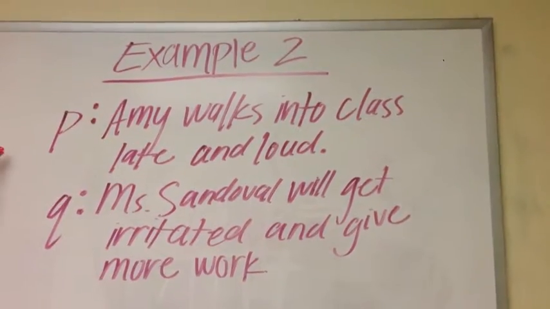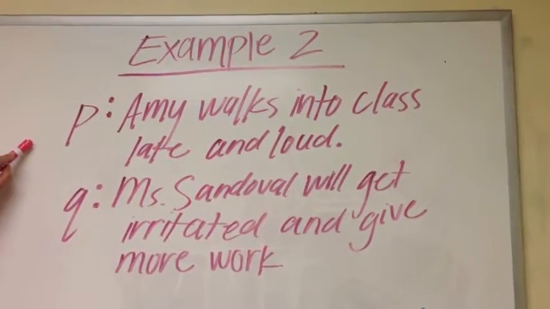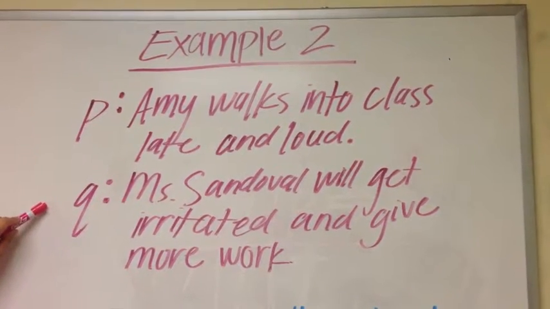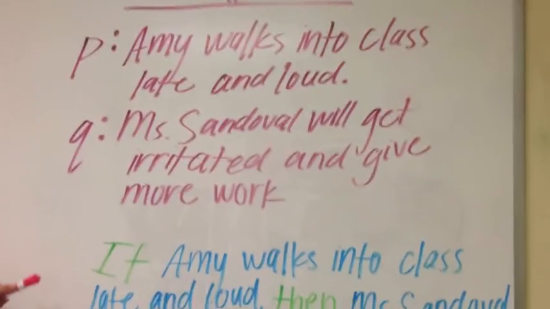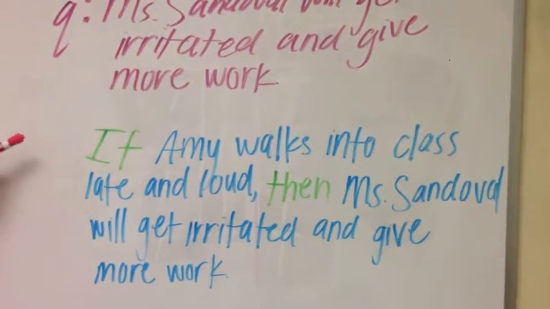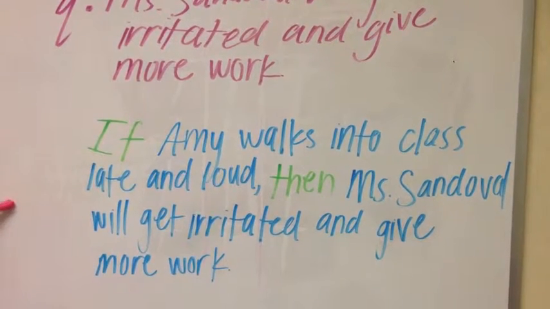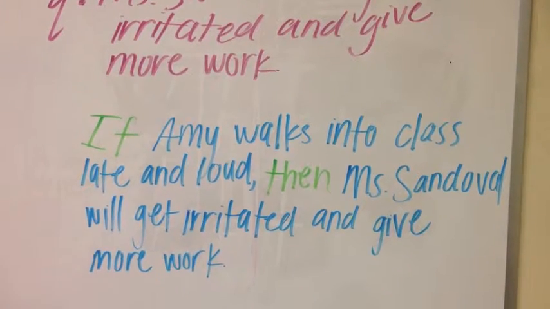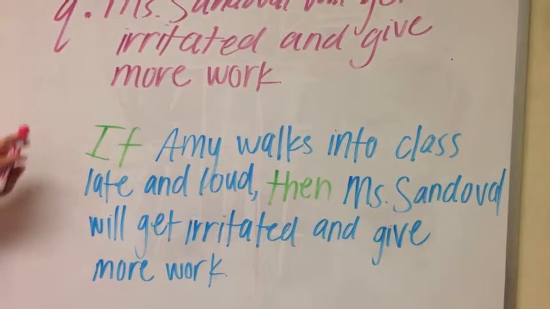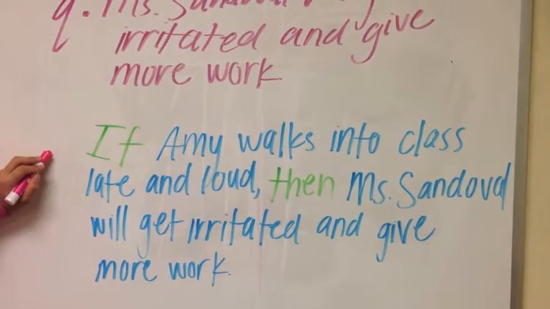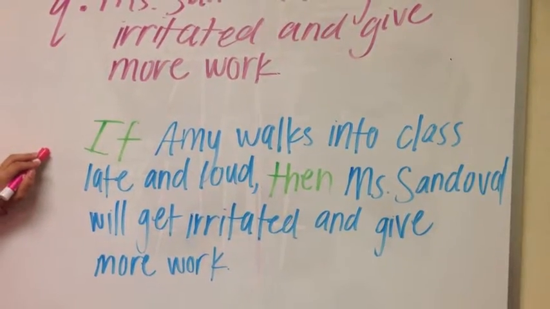Example 2, our P is Amy walks into class late and loud, and our Q is Miss Sandoval will get irritated and give more work. So our implication would be if Amy walks into class late and loud, then Miss Sandoval will get irritated and give more work. So always remember that when doing these, never leave off your if from the beginning, or it is not an implication, and never change the tense because then it would be wrong.